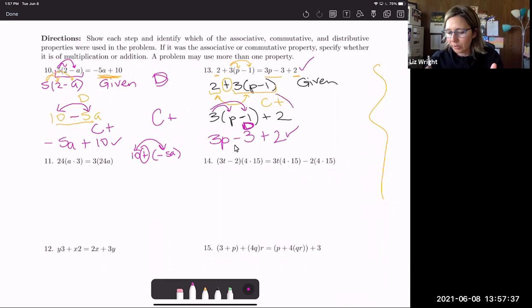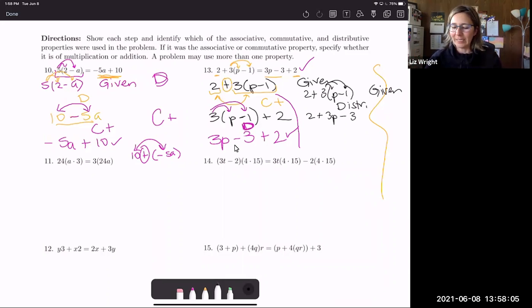So you'd still start with your given. So I'm still saying, let's pretend we wrote the given statement. Let's pretend we did the distributive property first. So we've got our 2 plus 3 times p minus 1, and that's given. Let's say we distributed first. So we did the distributive property. And then we're going to have 2 plus 3p minus 3.